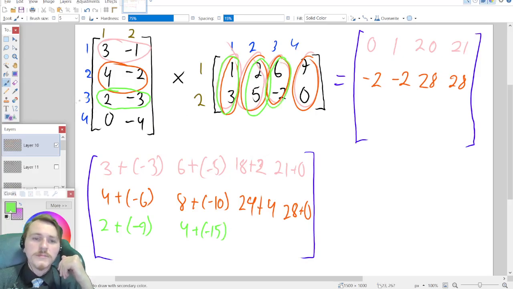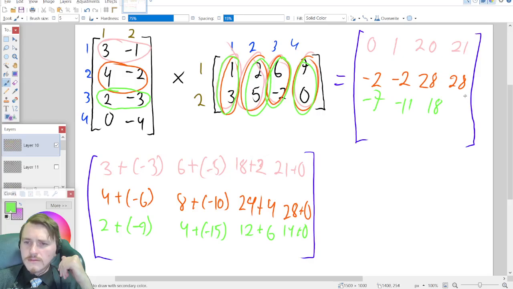That would seem reasonable. 12 plus 6, and then 14 plus 0 gives us 7, -11, 18, and no, this is -7. There it is. 18 and 14. And you might see some patterns here with our Boolean product as we're going through. If you don't yet, we'll go through it at the very end and it'll be more apparent.